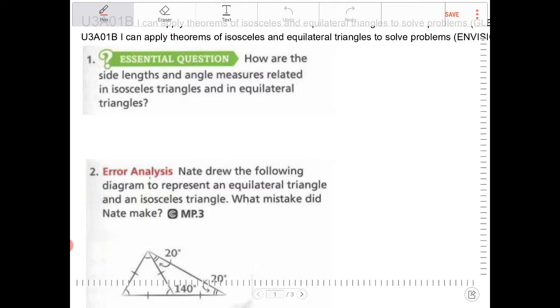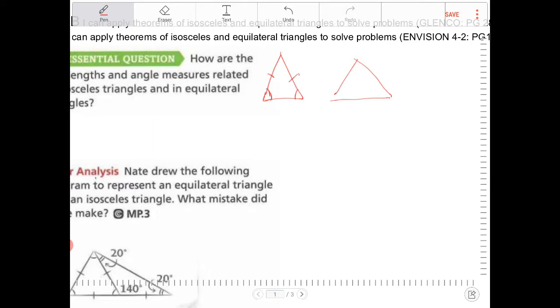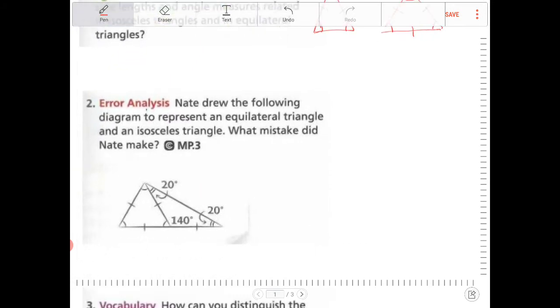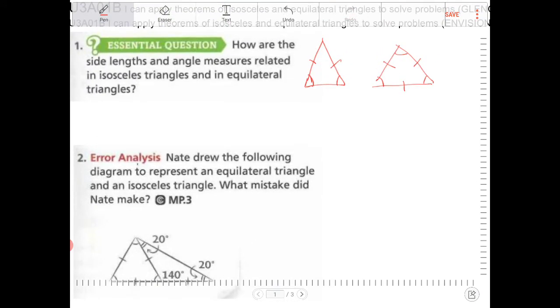So the first question reads, how are the side lengths and angle measures related in isosceles triangles and in equilateral triangles? Well, simply put, this is the diagram that they're really looking for. If you have two sides that are the same, that justifies that this is an isosceles triangle, and the base angles of the triangle are going to be congruent. In an equilateral triangle, all the angles are going to be the same. So those are the side-to-angle relationships.